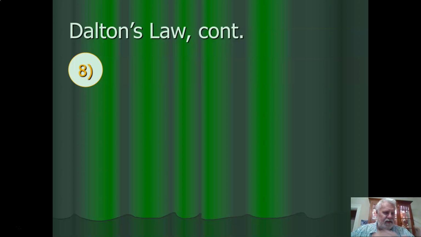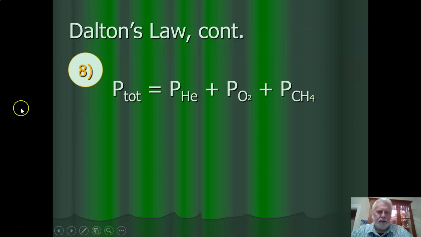But you can have any number of gases. I mean, just think of all the gases that are around us all the time. So in this particular example, trapped in a container are helium, oxygen, and methane. The total pressure will equal the partial pressure of each one of those.